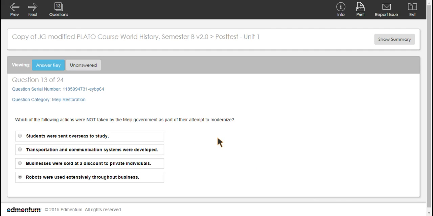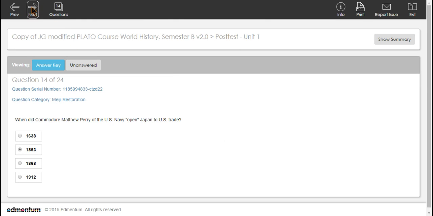Which of the following actions were not taken by the Meiji government as part of their attempt to modernize? Students were sent overseas to study. Transportation and communication systems were developed. Businesses were sold at a discount to private individuals, or robots were used extensively throughout business. Correct answer is the last one, robots, because at this time they did not exist.